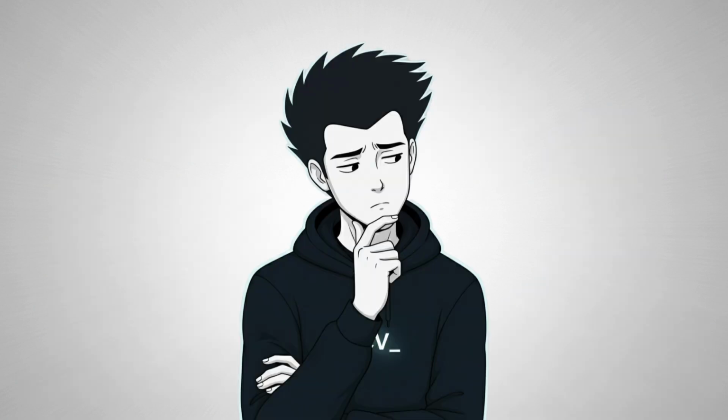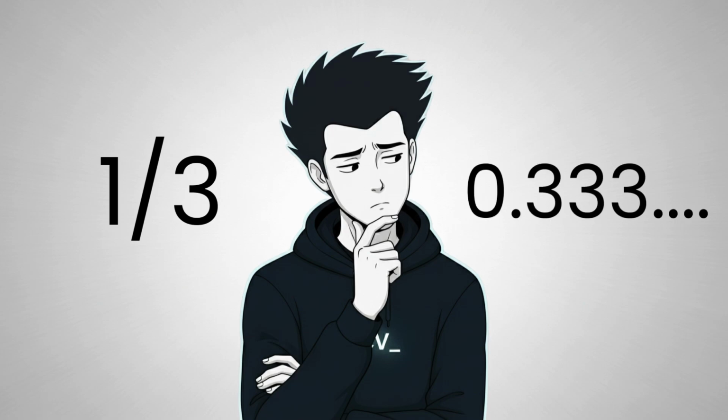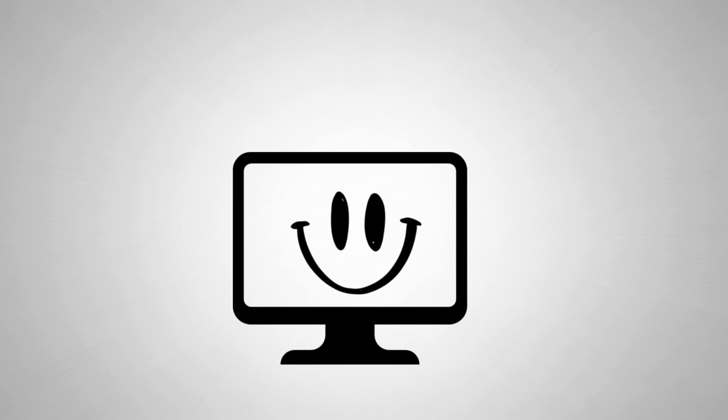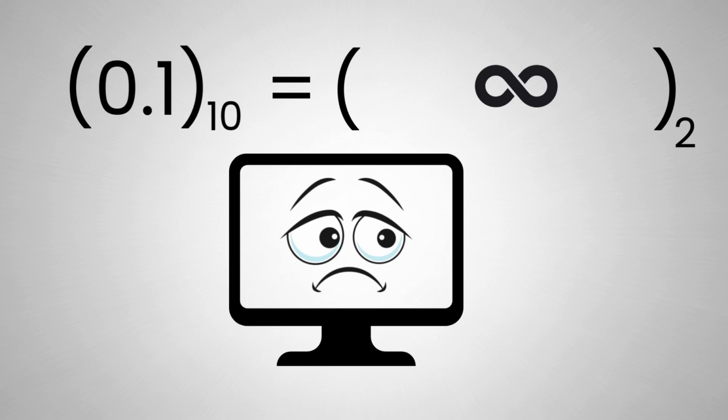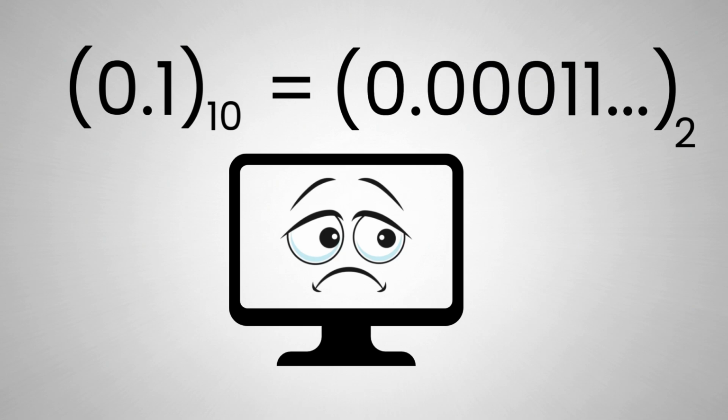Here's a simple way to think about it. Imagine trying to represent 1/3 as a decimal. You get 0.333333 repeating forever, right? You can never write the exact value. You'd need infinite digits. The same thing happens when computers try to store 0.1 in binary. In our decimal world, 0.1 looks simple, but in binary, it becomes an infinitely repeating pattern, like 0.00011001100 going on forever.